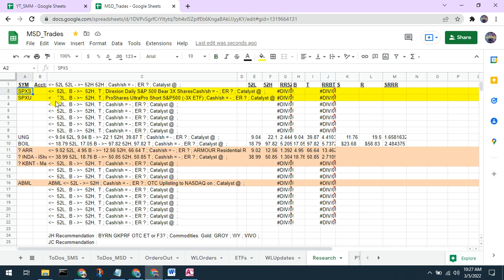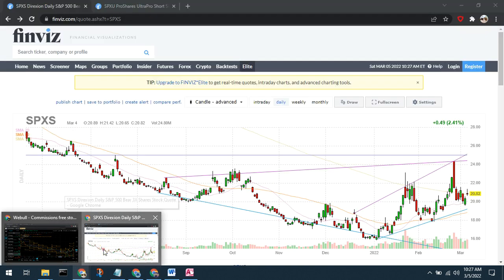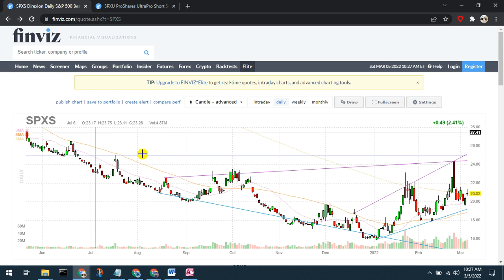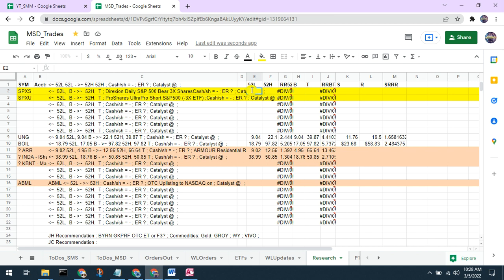So what I can do is take SPXS, which we want to compare to SPXU in terms of which one we want to put in our watch list whenever we want to short the S&P. So I look up SPXS in FinViz. I just enter the ticker, bring up the profile, and then grab the 52-week range price and copy that. And then I paste the high and low into those cells for SPXS. So I put in the 52-week high and the low.